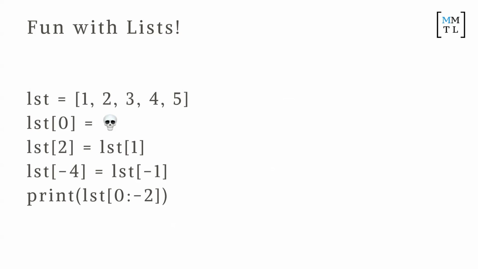Perfect. Okay, the next step is that -4, so this value here, is going to equal this value here. Okay, so this will change to a 5. And then the final step is we're going to print list 0 to -2, where we don't include -2, right? So all that will print is the skull, 5, and 2. Okay, any questions? Cool, awesome. So hopefully that was relatively straightforward.